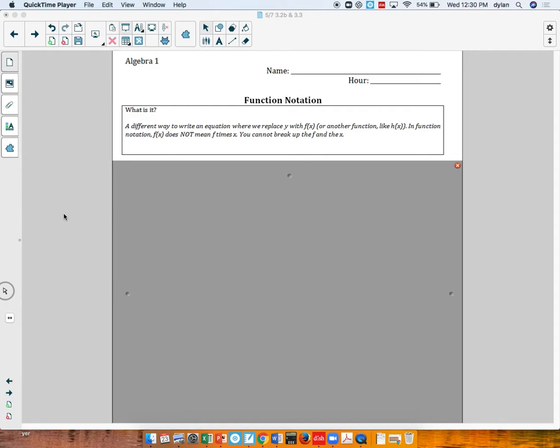Hi everybody, welcome to our lesson on 3.3. We're still trying to get all the vocabulary and foundational information that we need before we can start graphing lines. So today we're going to be looking at function notation.